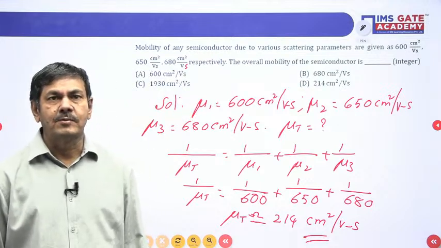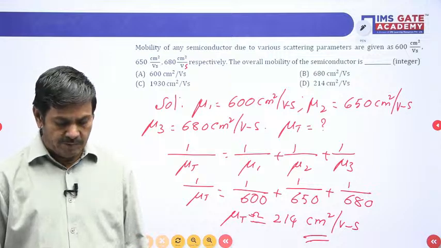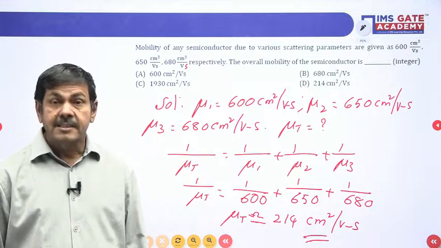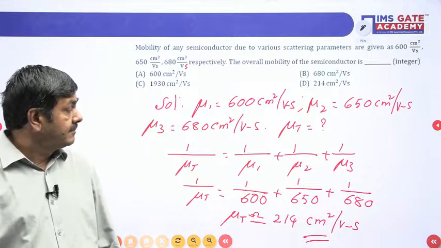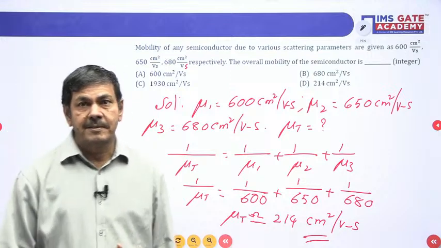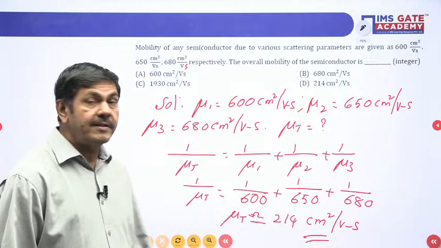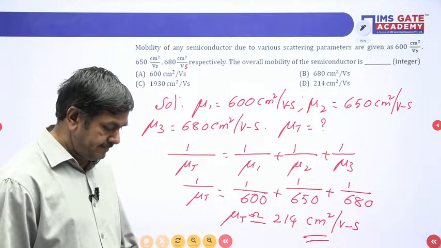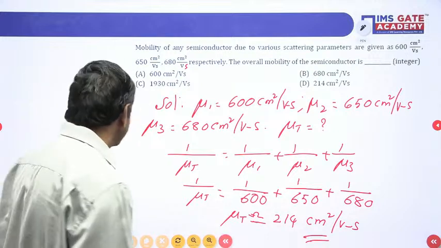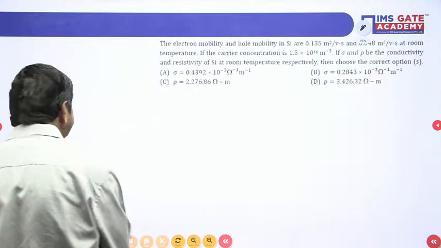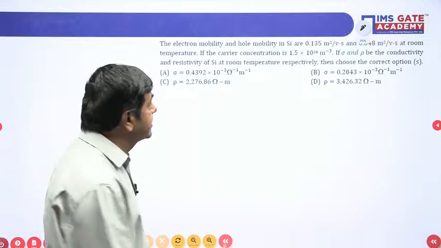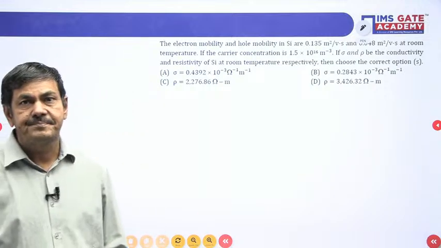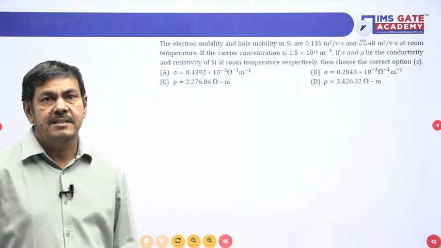I hope you follow. Yes, I want to give one more question now. This subject is very useful for ECE people, because ECE students have good weightage of these subjects. So you try to practice these questions, understand. And the third question I will give in your hand. Please try this one. You can start doing this question.